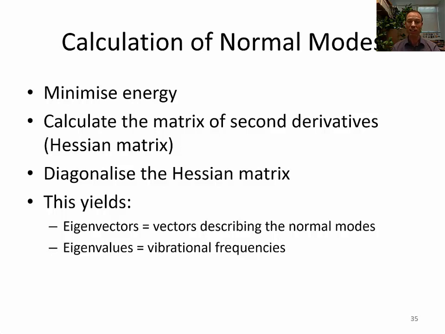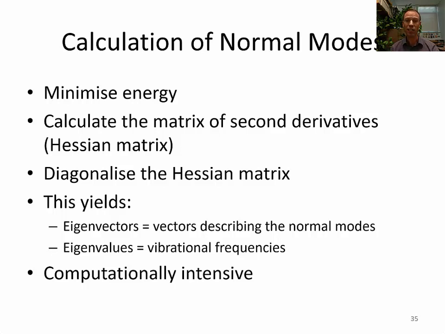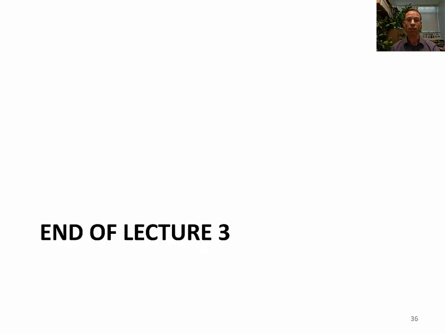This is just a mathematical task. You can do it by hand, but normally you'll just do it on the computer because the matrices will be very big. So when you have a large molecule, say a protein with 3,000 atoms, then the matrix is going to be 9,000 rows and 9,000 columns. So it's quite a computationally intensive task to diagonalize this matrix, but it is possible.